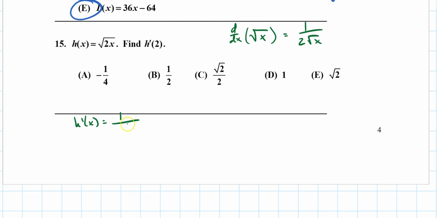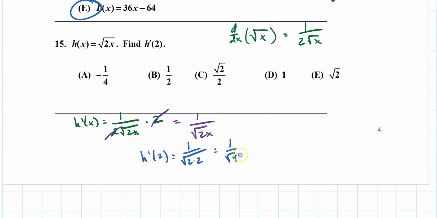This is going to be 1 over 2 radical 2x times the derivative of 2x, which is just 2. Those 2's are going to cancel out, and I am left with 1 over radical 2x. There's my function. I'm going to evaluate h prime of 2, which is 1 over radical 2 times 2, which is 1 over rad 4, which is 1 over 2, which is answer B.